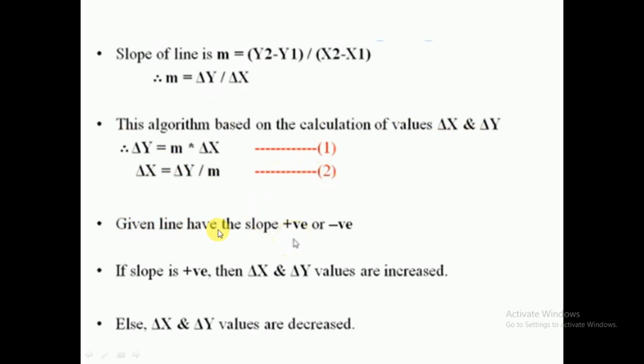A given line has a slope positive or negative. The given line may have a slope positive or negative depending on how you are giving input, right? If you are giving input from left to right, then you will get a positive slope. If you are giving input from right to left, then you will get a negative slope, right? If the slope is positive, then you are incrementing delta x and delta y. If the slope is negative, you are decrementing delta x and delta y, right?